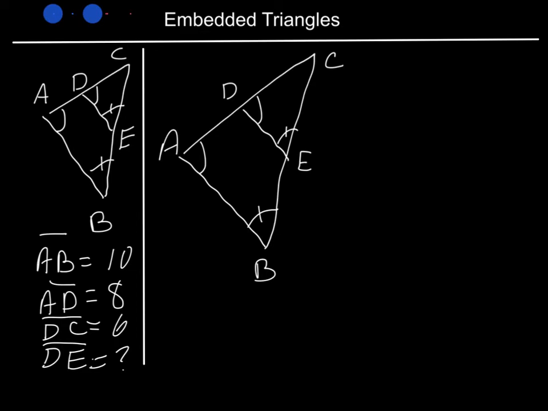So first of all, we have to know that this is parallel to this. Okay, so AB is parallel to DE. If AB and DE are not parallel, then we can't say anything about it. But if AB and DE are parallel, then we can say that these are going to be similar shapes, or excuse me, similar figures.